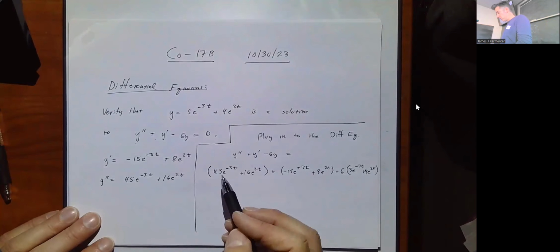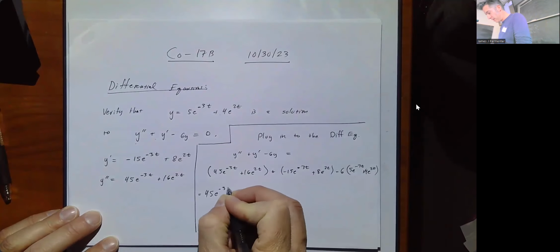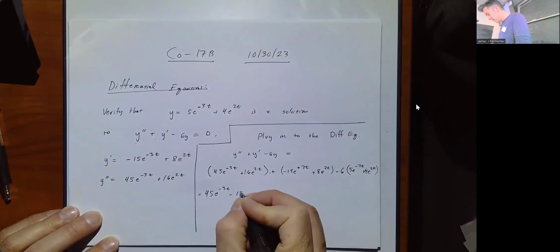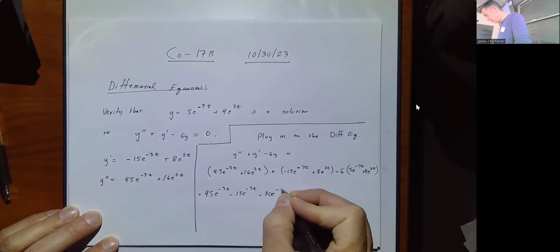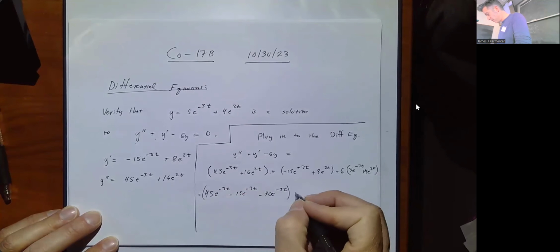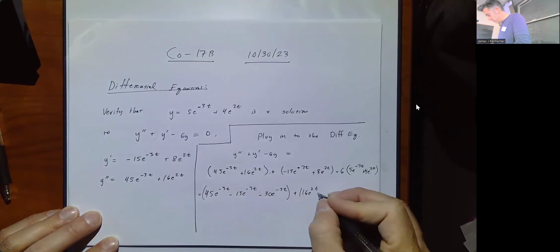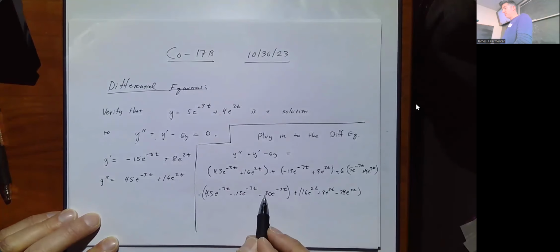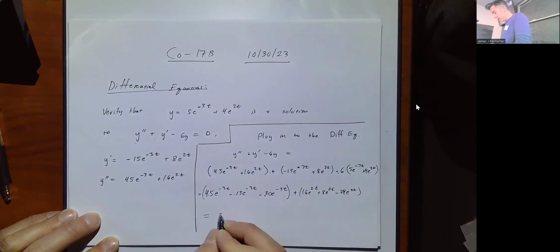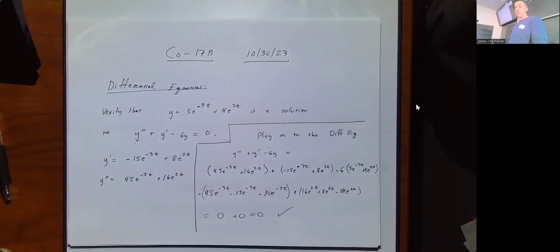But what you should do is actually group all the things together. I have a 45e to the negative 3t, plus a minus 15e to the negative 3t, minus 6 times 5 is minus 30e to the negative 3t. I'm thinking of all those as one part, plus a 16e to the 2t, plus an 8e to the 2t, minus 6 times 4 is minus 24e to the 2t. Notably, 45 minus 15 minus 30 is 0, and 16 plus 8 minus 24 is 0. Oh, it's 0, as it should equal 0.